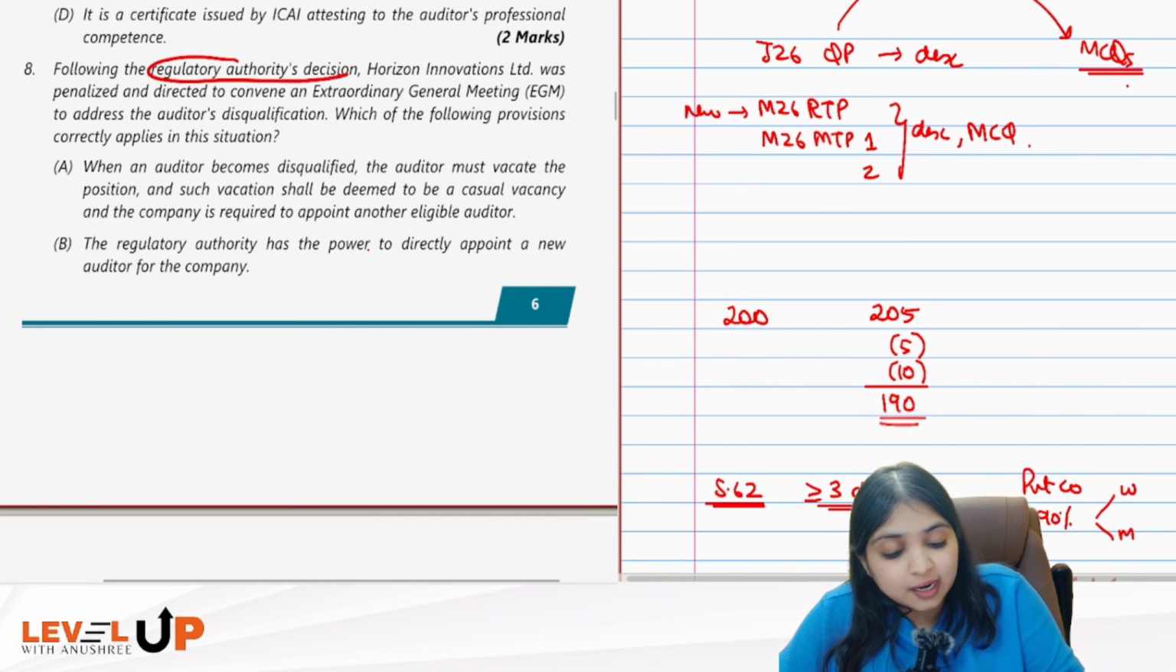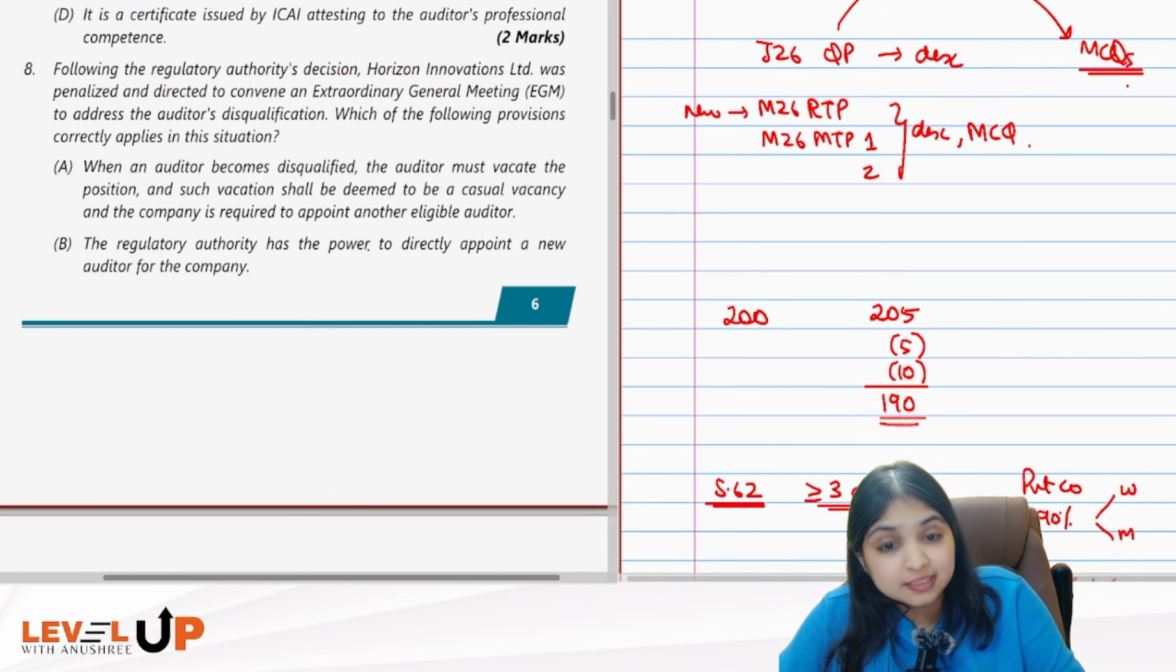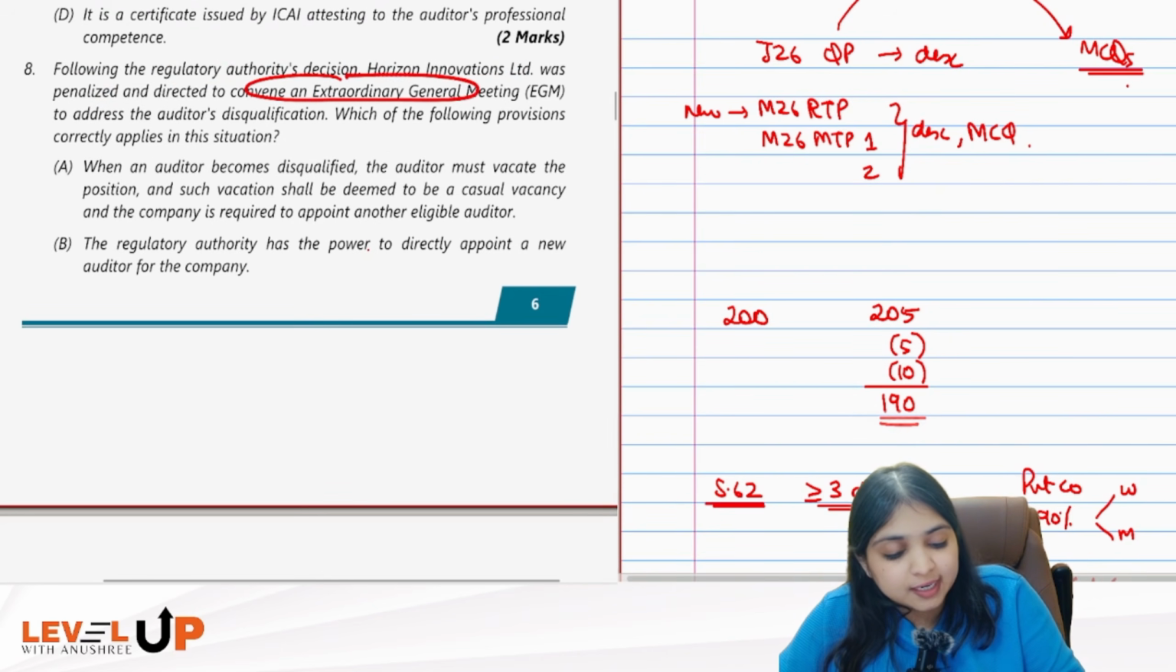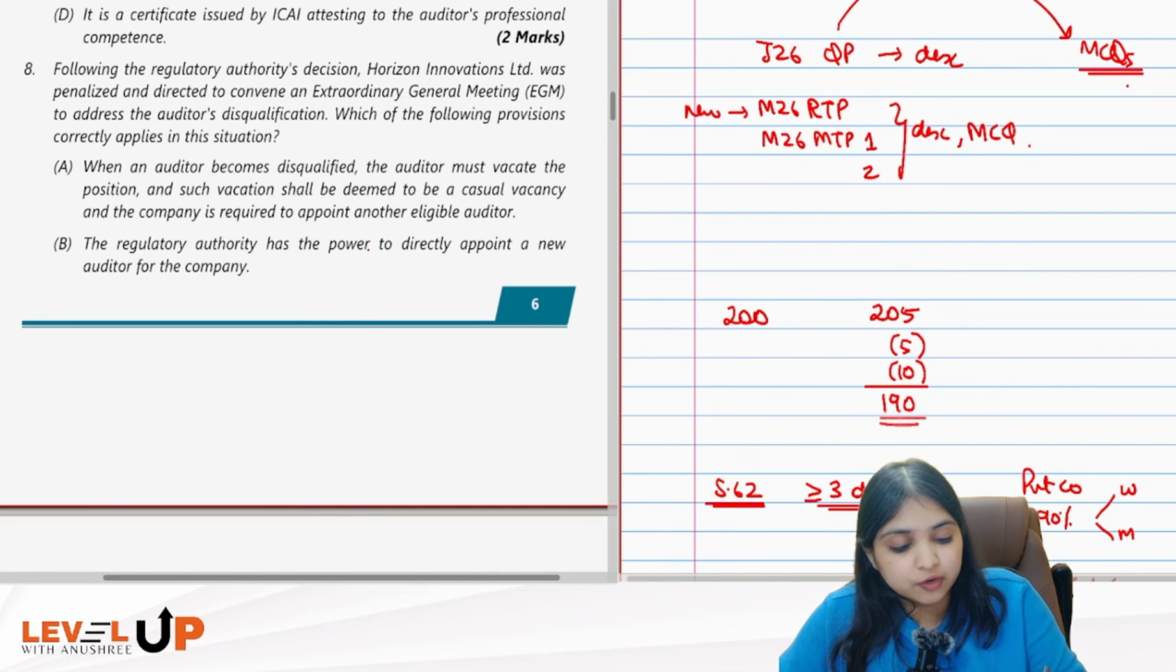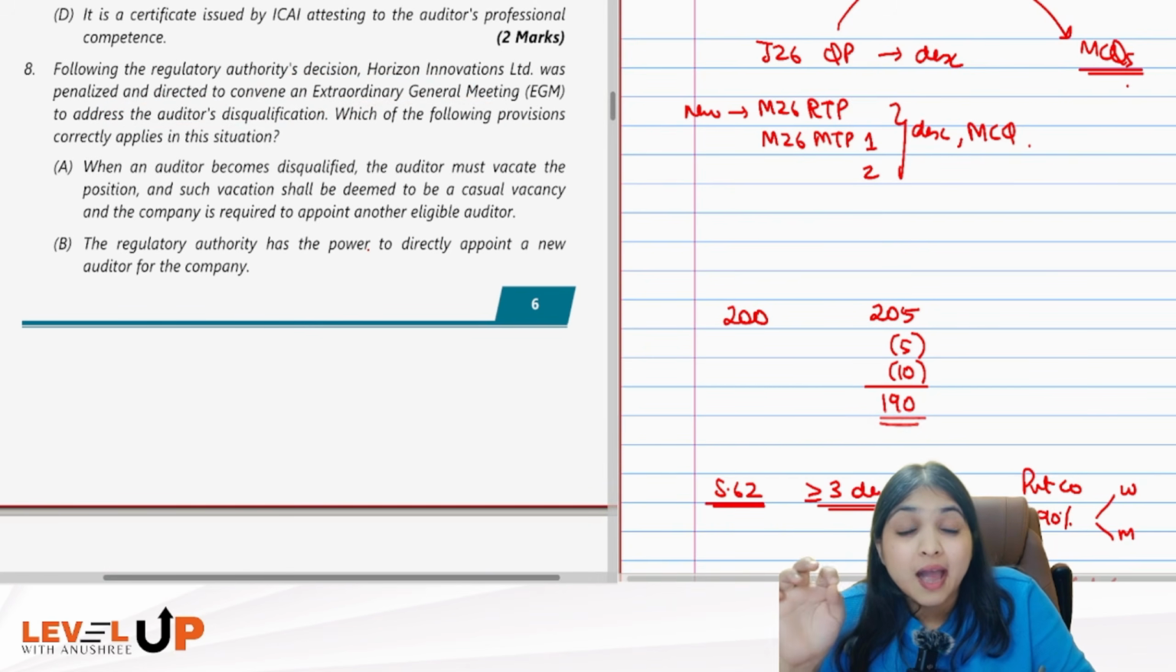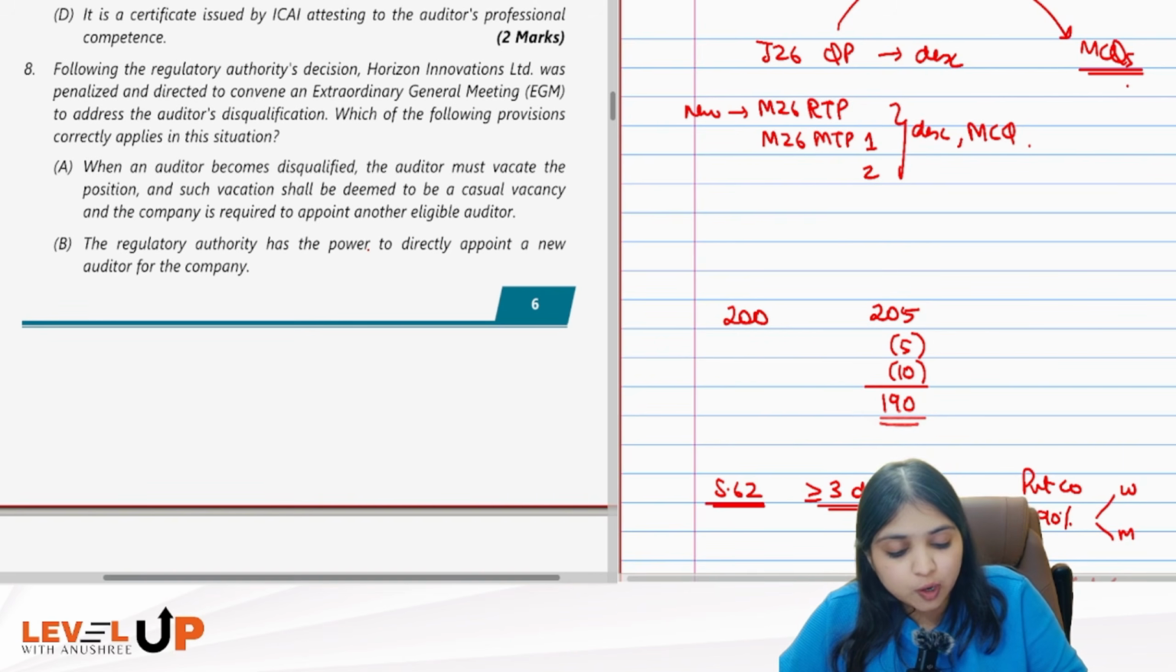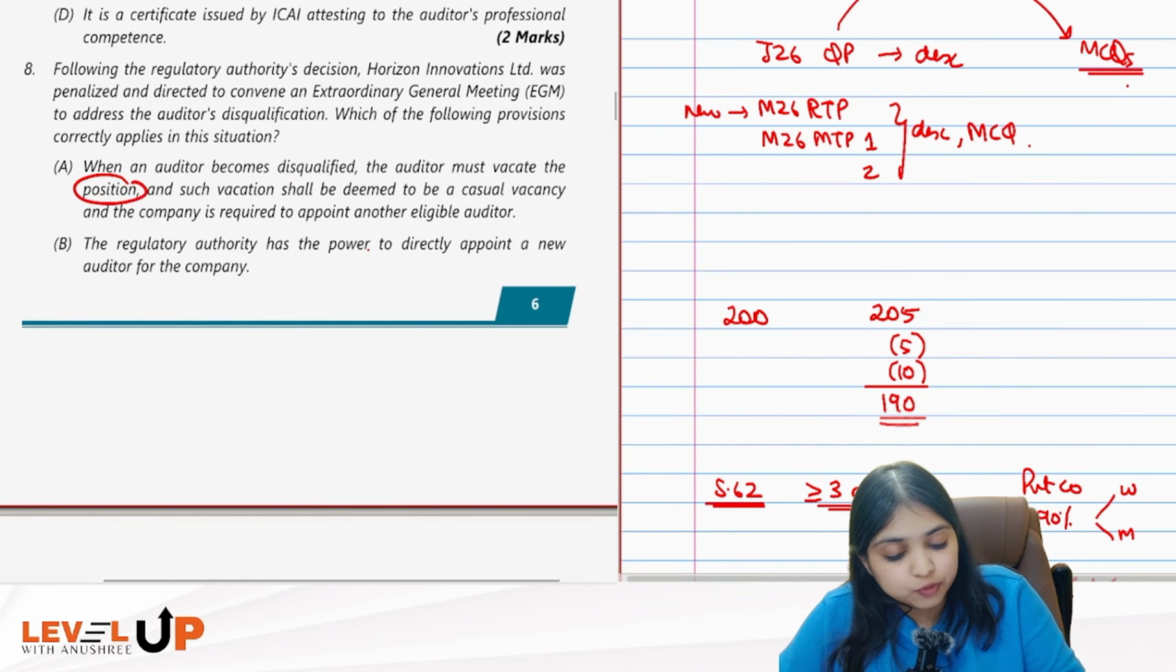Following the regulatory authority's decision, Horizon Innovations Limited was penalized and directed to convene an EGM to address the auditor's disqualification. Which of the following provisions applies correctly? Keep in mind, as soon as the auditor attracts a disqualification, immediately he'll have to vacate the office. Keep that in your mind. Now come to the options. When the auditor becomes disqualified, the auditor must vacate the position and such vacation will become a casual vacancy and the company is required to appoint another eligible auditor.